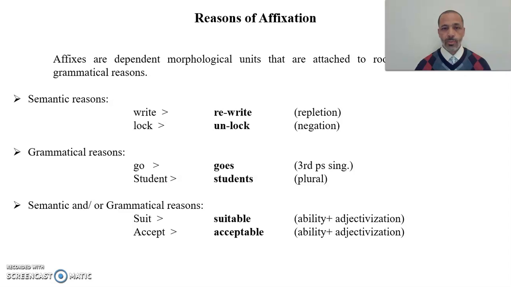The best example to illustrate this idea is a verb like suit, which becomes suitable, or accept, which becomes acceptable. The affix able fulfills in these examples two functions. The first function is to change a verb into an adjective. So the verb suit becomes suitable, which is an adjective, or the verb accept becomes acceptable as an adjective.